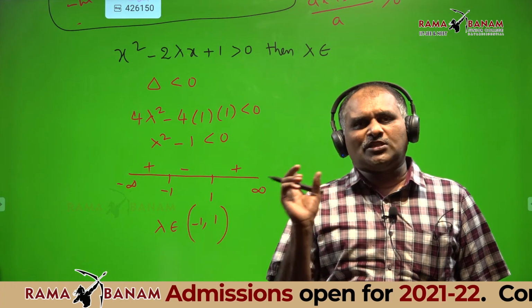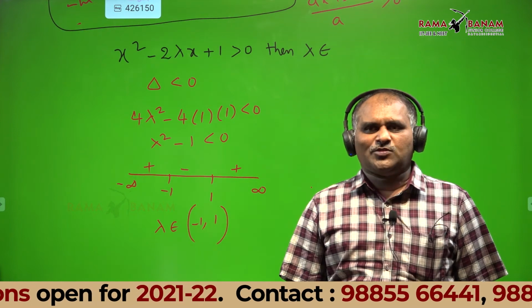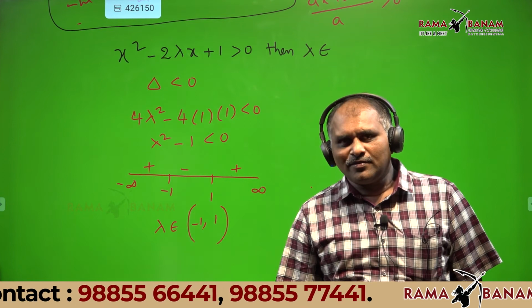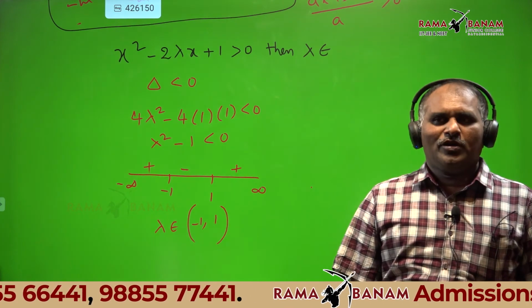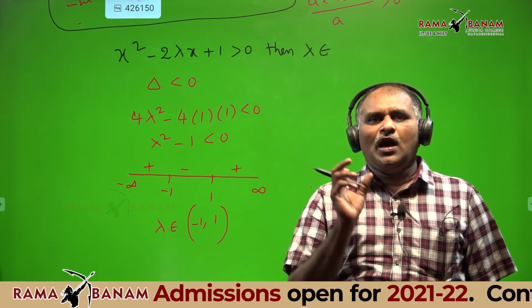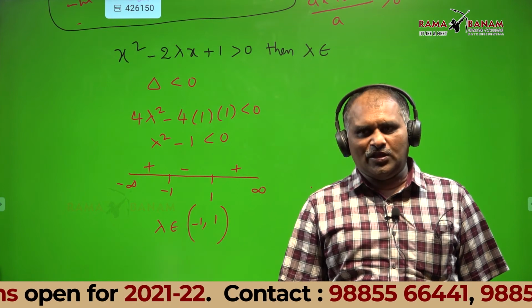Here, in a quadratic equation with roots alpha, beta, what is the alpha plus beta formula? Minus b by a, sir. Minus b by a. Alpha into beta? C by a, sir. C by a. Very good. Therefore alpha plus beta is minus b by a, and alpha into beta is equal to c by a.